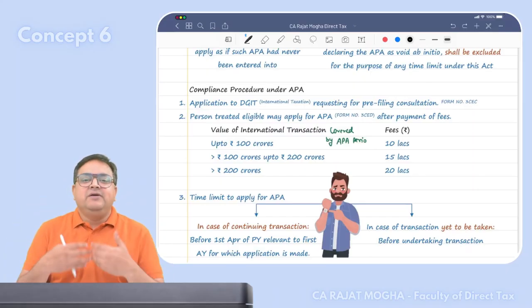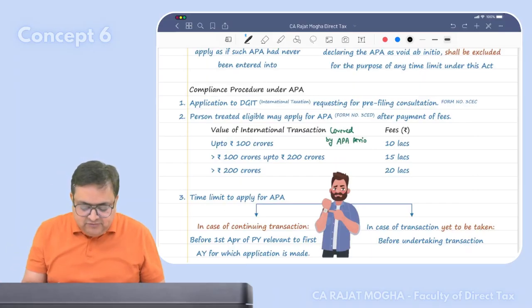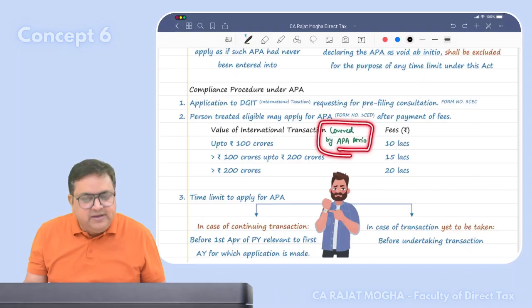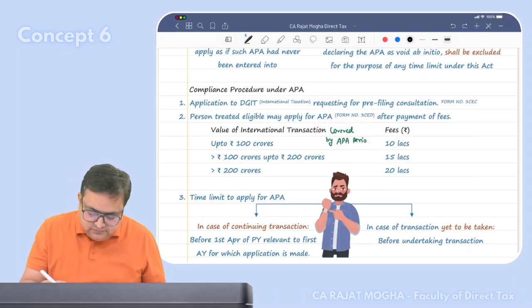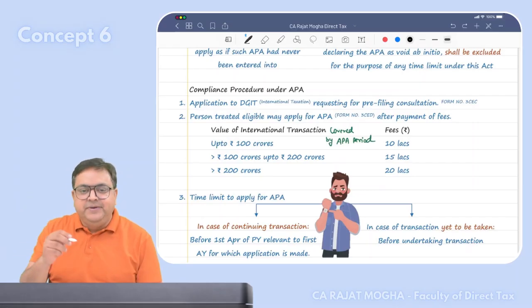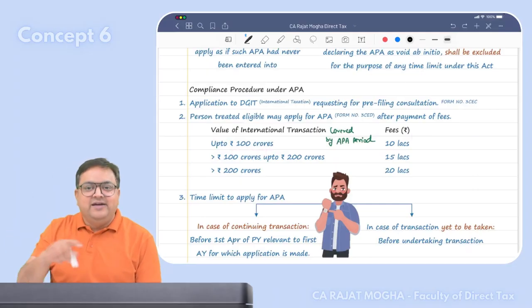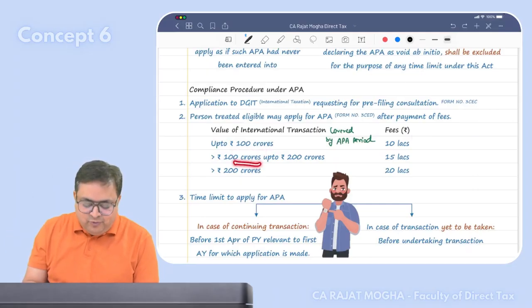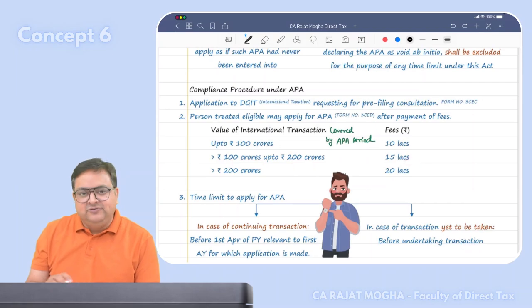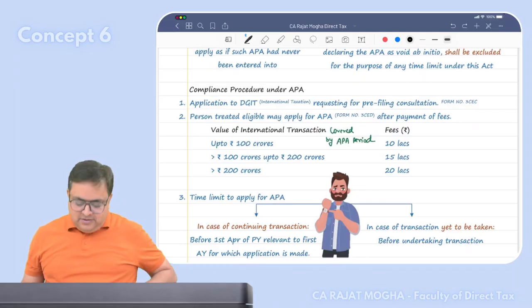Let's say you have taken the APA for 5 years. So it is the value of transactions for the entire 5 years covered by the APA period. So if the entire period's transactions are up to 100 crores, 10 lakh. If the entire period's transactions are more than 100 but up to 200, 15 lakh, and so on. If it is more than 200, 20 lakh. I believe this point is clear, guys. Okay.